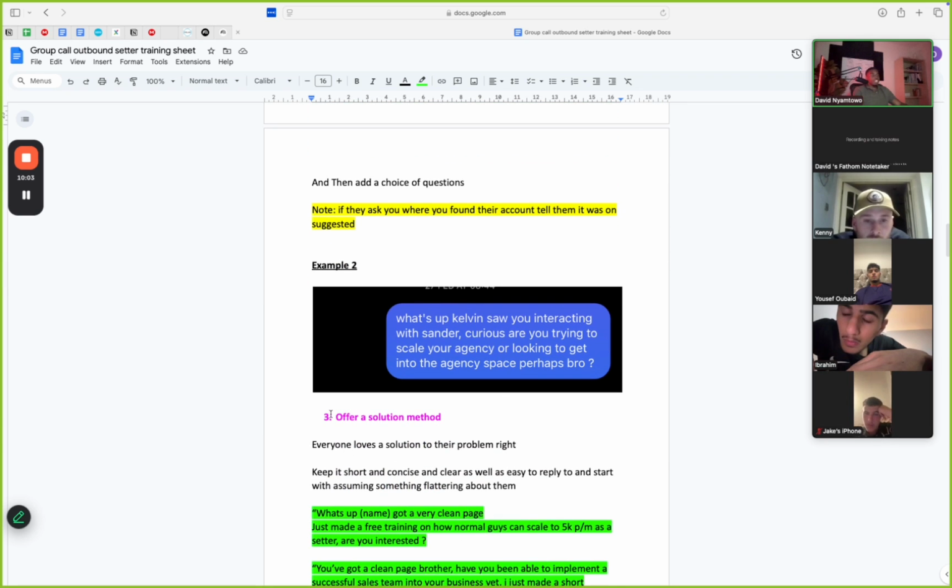And then finally, offer a solution method, okay? Everyone loves a solution to their problem, okay? So if you keep it short, concise, and clear, as well as easy to reply to, assuming something flattering about them, they'll respond.